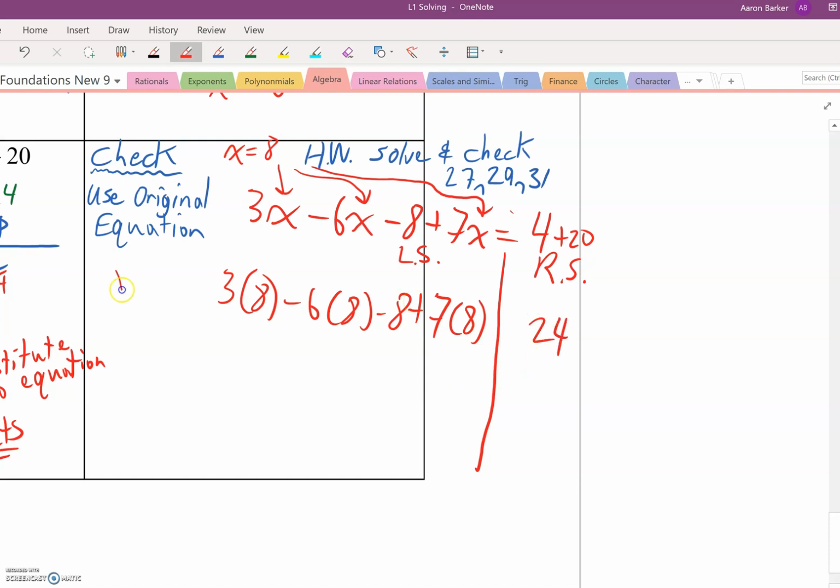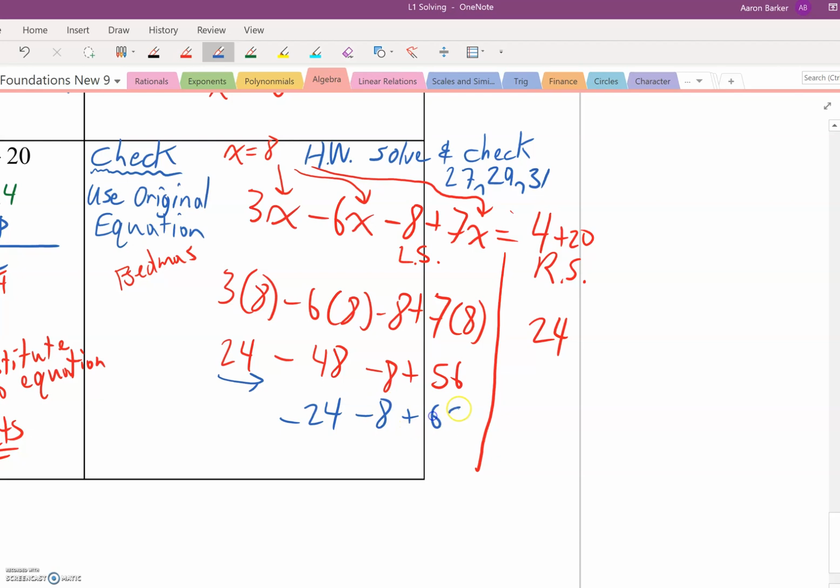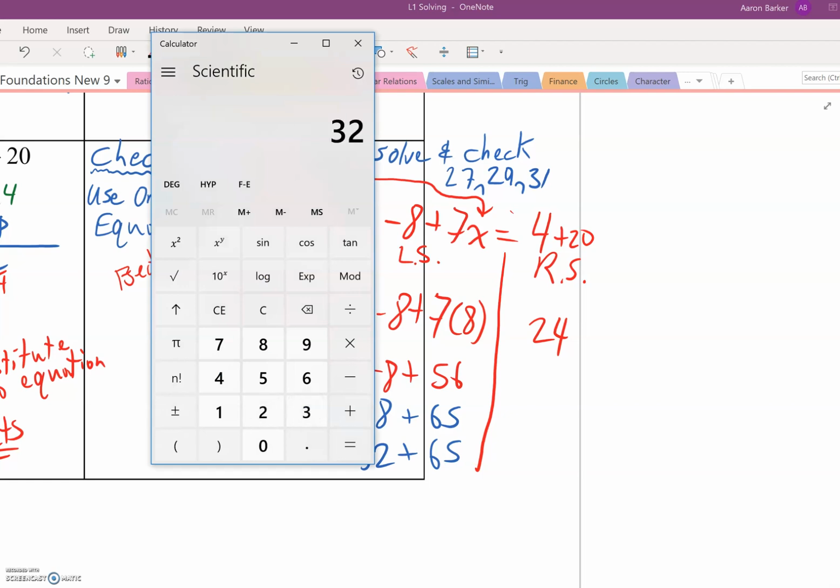So now I'm going to simplify this side by doing some BEDMAS. I'm going to go 3 times 8 is 24, minus 6 times 8, which is 48, minus 8 plus 56. So I'm going to go left to right. 24 minus 48 is negative 24. These guys don't change because I've got to go left to right. 24 minus 8 means I'm going to get more negative, 32 plus 65. Now on my calculator, I'm going to check because, you know what, I'm not very smart. Negative 32 plus 65, et voila, I get 33.